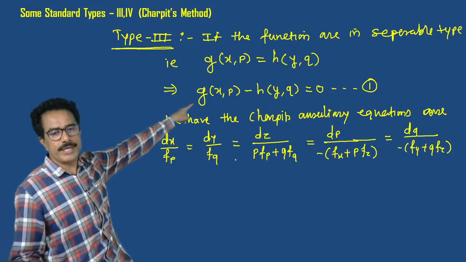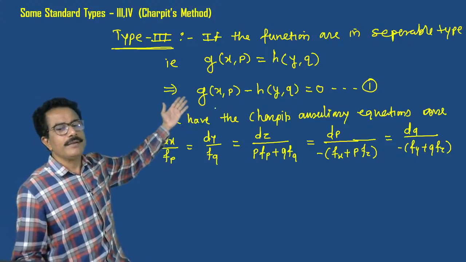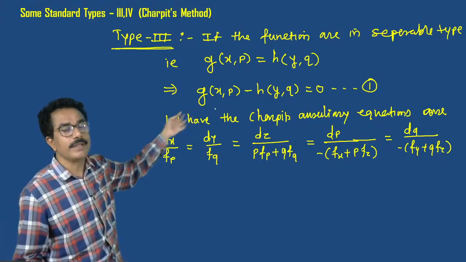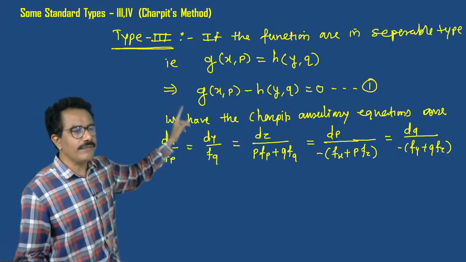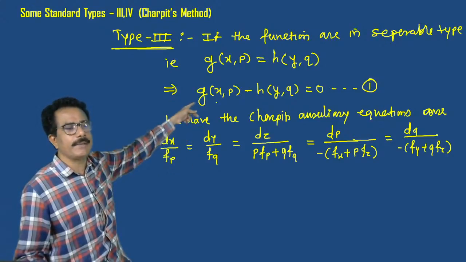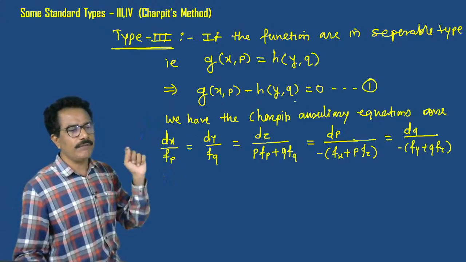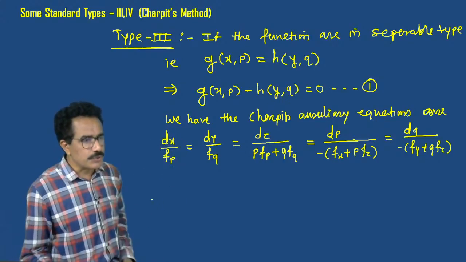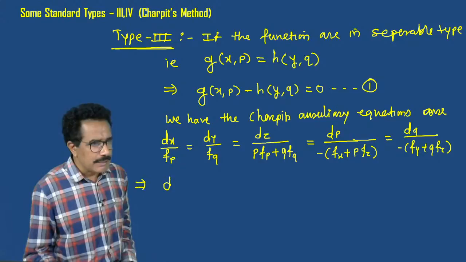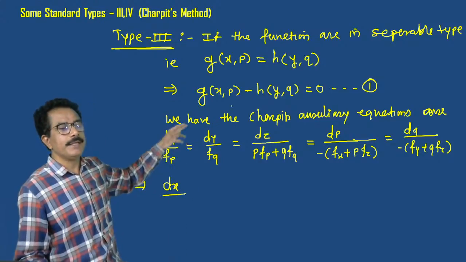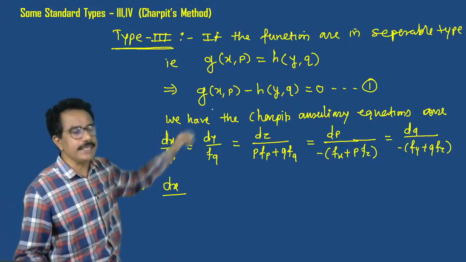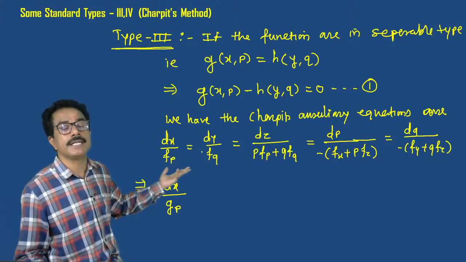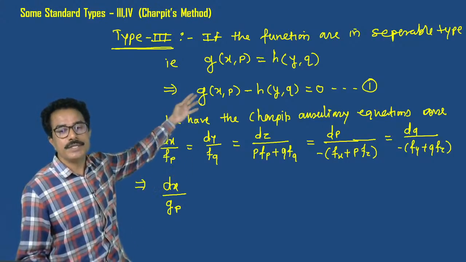But check this function, there is no f, because we can express this f in the separable form, in which the function of x comma p is denoted by g, and the function of y comma q is denoted by h. So this implies dx divided by fp, where fp is denoted by gp, because it is the partial derivative with respect to p of the function g.